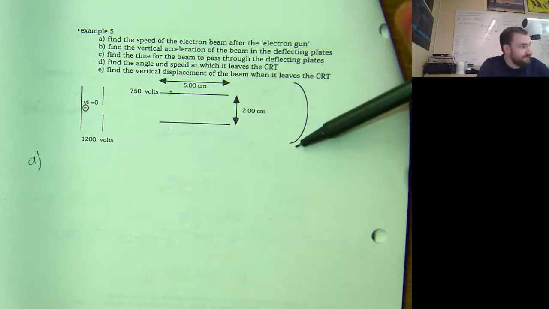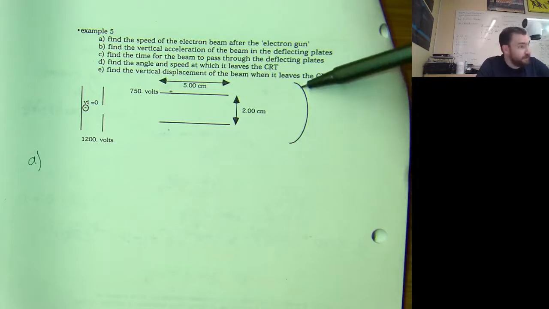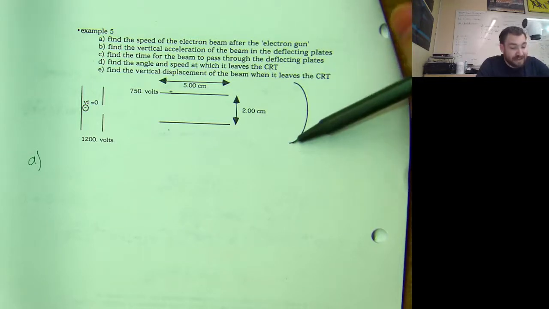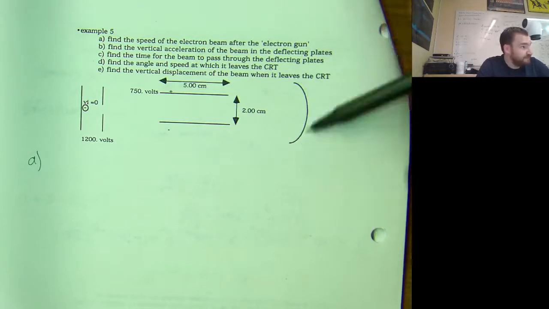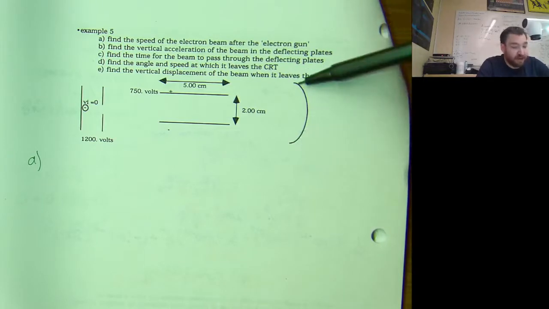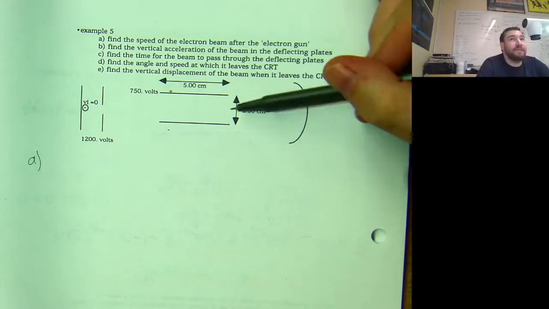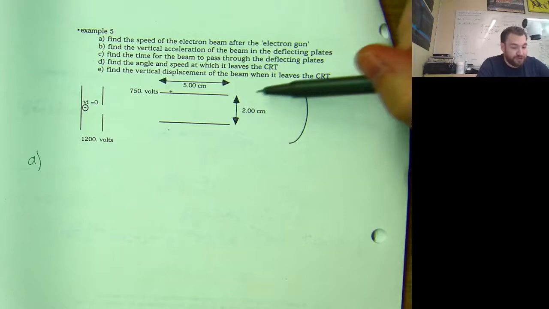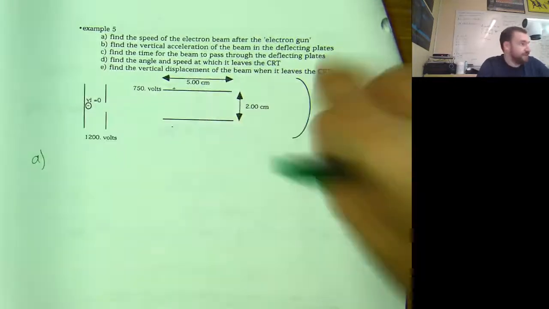Oh, it fronts the glass. Sorry? Oh, that's supposed to be the glass. Yes, and this is the fluorescent screen, yeah. So it's going to hit on here somewhere. If I gave you the horizontal distance here, you could tell me exactly where on that screen this thing hits.